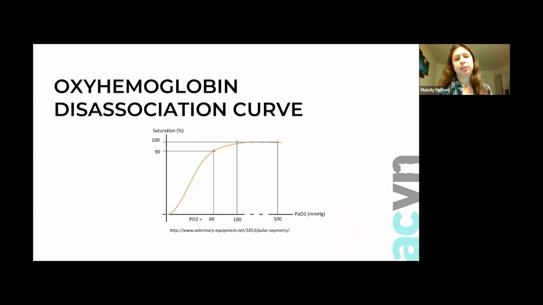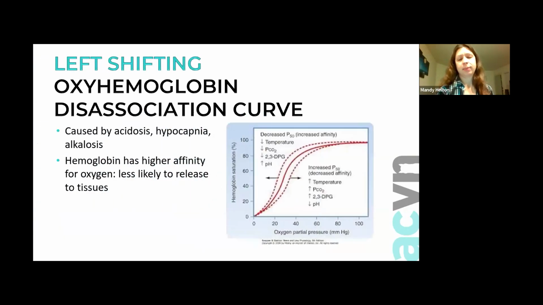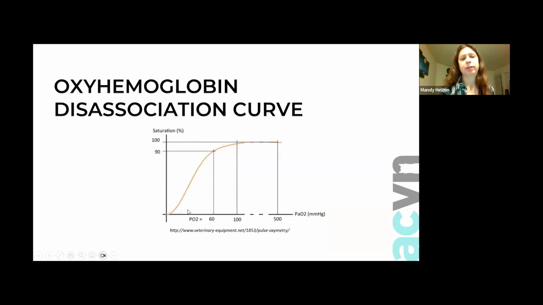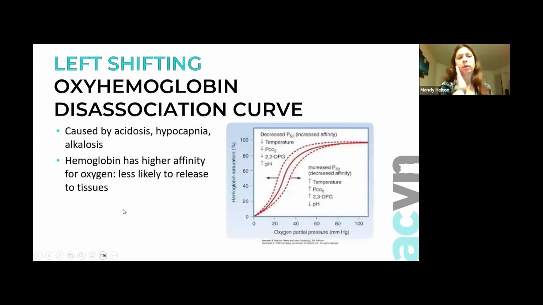This oxyhemoglobin dissociation curve first shows that it's not a straight relationship between the saturation, which is on the left here, and our PaO2, which is the oxygen available in the arterial blood. And then you also have something called shifting. You can have left shifting, which is caused by things like acidosis, hypocapnia, 2,3-DPG, and hypothermia. When we have left shifting, the hemoglobin has more affinity for the oxygen molecules, which means it might be saturated, but it's not going to let go of that oxygen and hand it off to the tissues that need it.